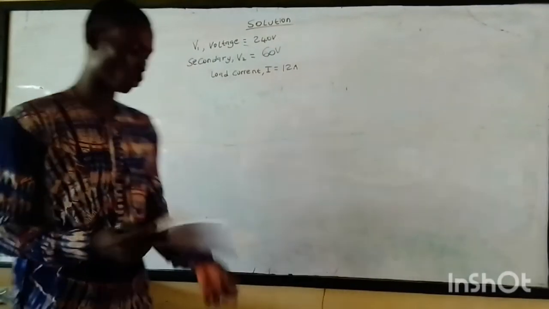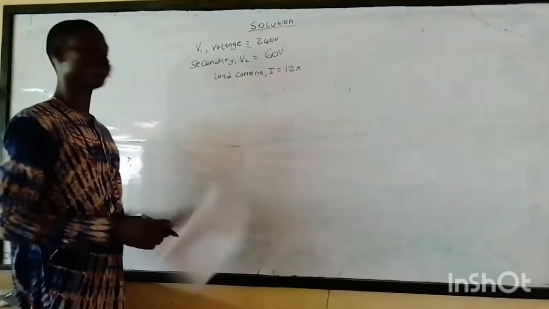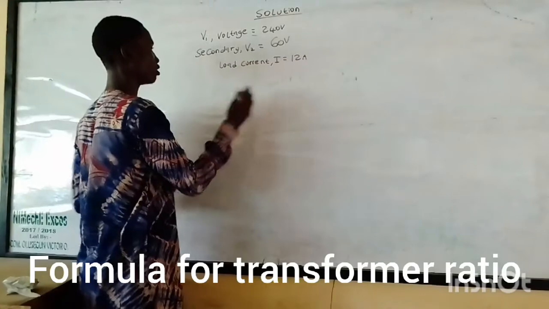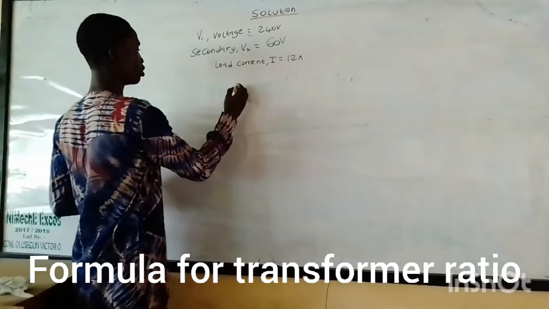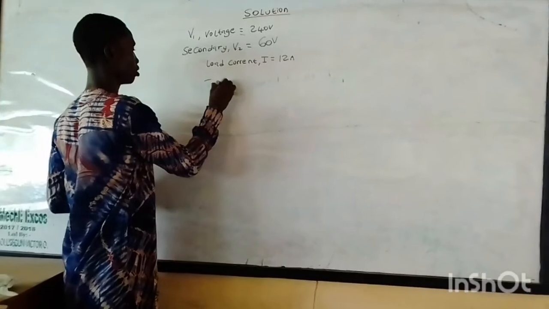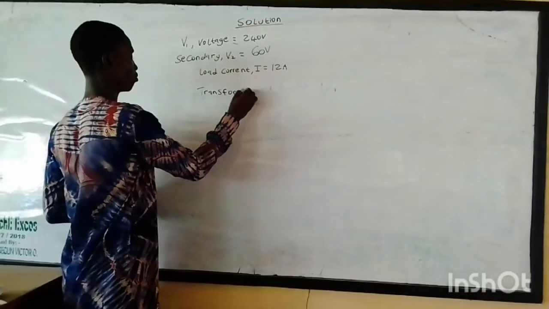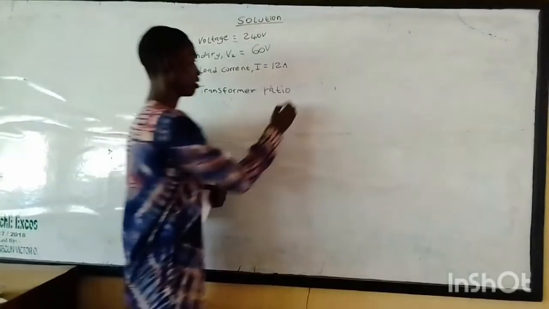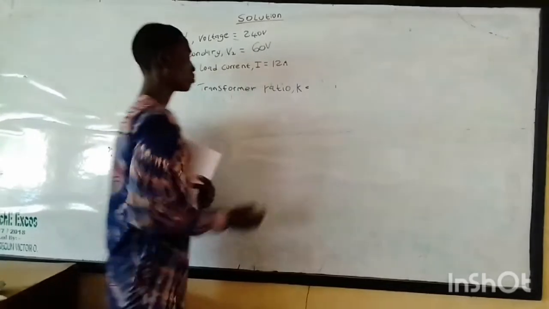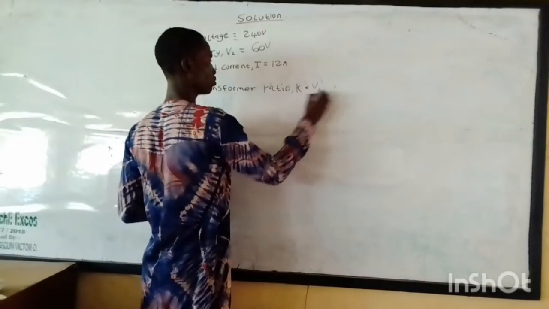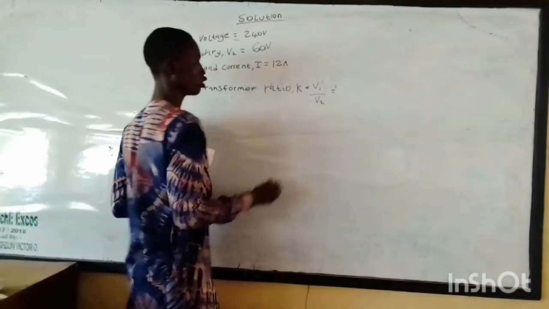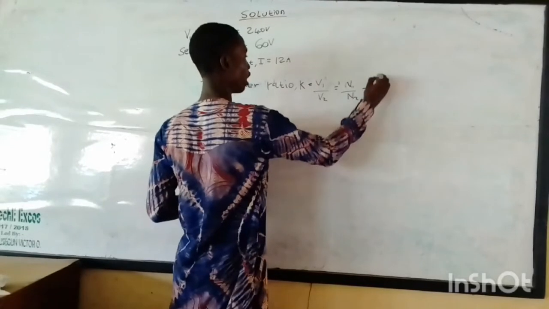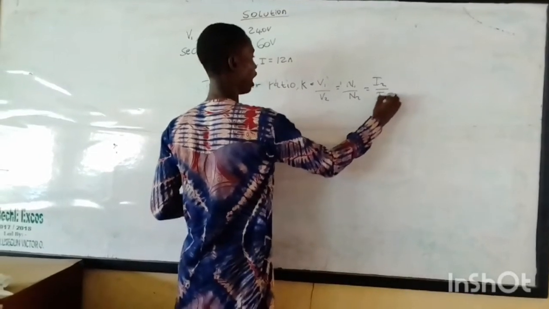So the first thing we're going to do is write out the parameters. After writing out the parameters, we're going to solve this. I want to use the transformer ratio to solve this. I will say transformer ratio, which is also symbolized as K, is equal to V1 over V2 equals N1 over N2 equals I2 over I1.